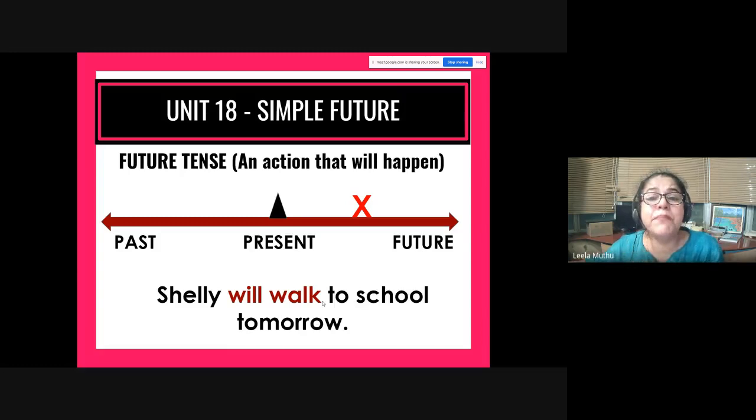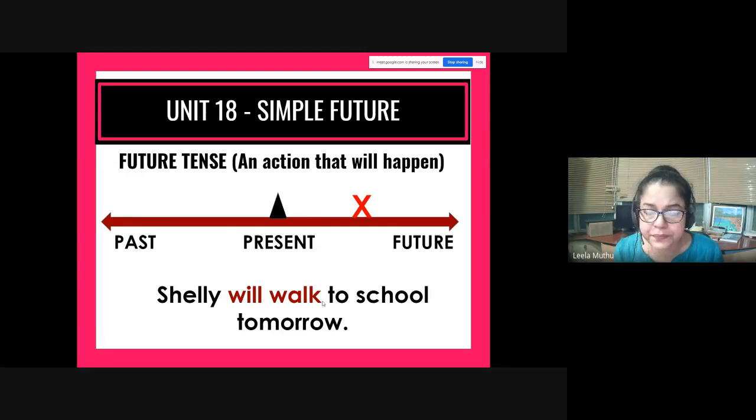Okay, the simple future tense. So Shelley is always the example. The first was Shelley walks to school, simple present. Shelley walked to school, simple past. Shelley will walk to school tomorrow, an action that has not yet happened. So we will use will plus the verb. Okay, Shelley will walk to school tomorrow. So will plus the present form of the verb, the do form of the verb, we have to put in a sentence in the future tense, simple future.